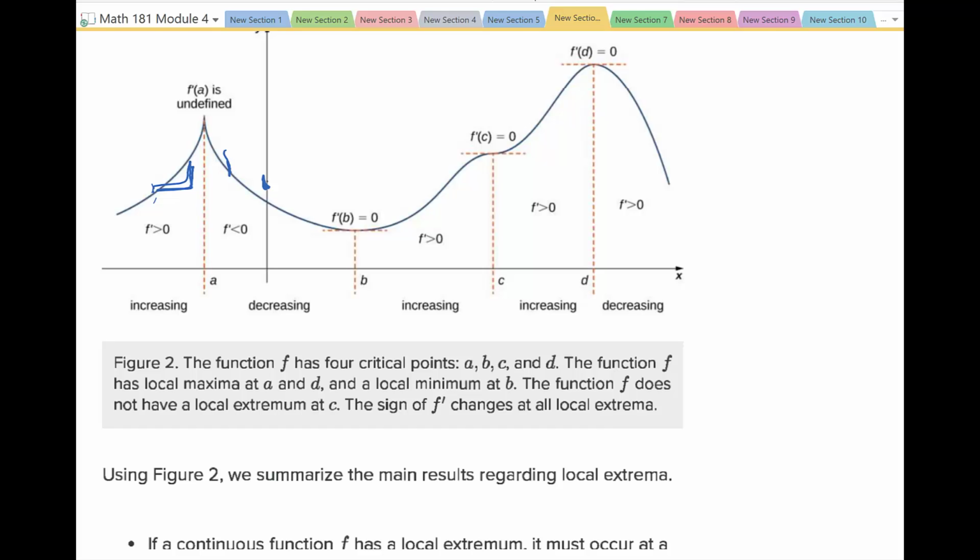Oh, wrong color. I'd like to go back to blue. Okay, so boom, boom, boom. And we have negative 1 as a point and 3 as a point.